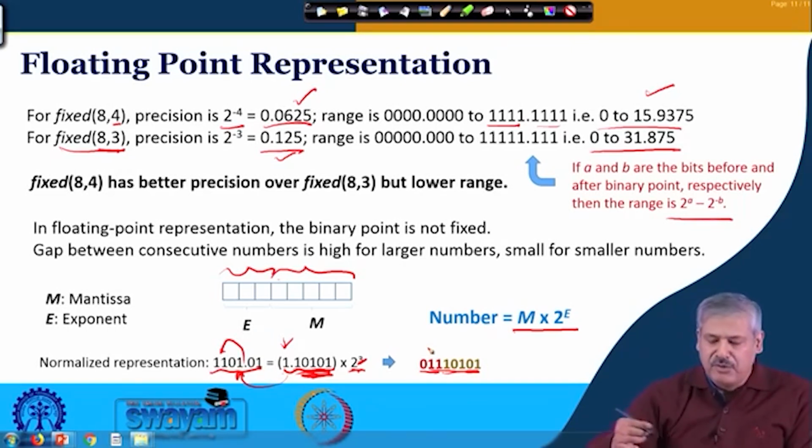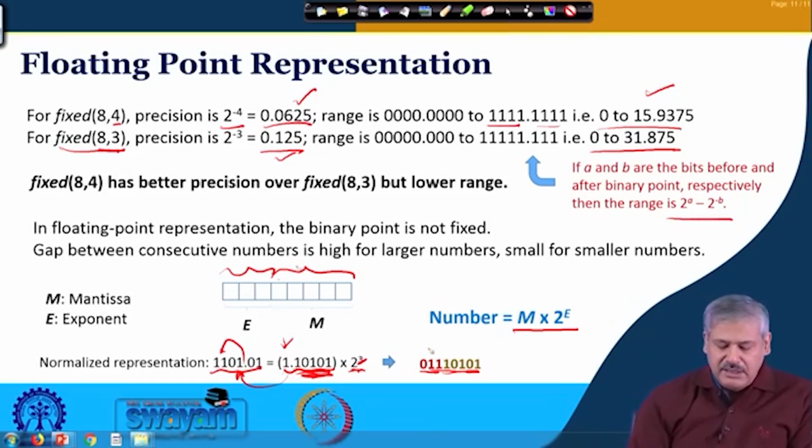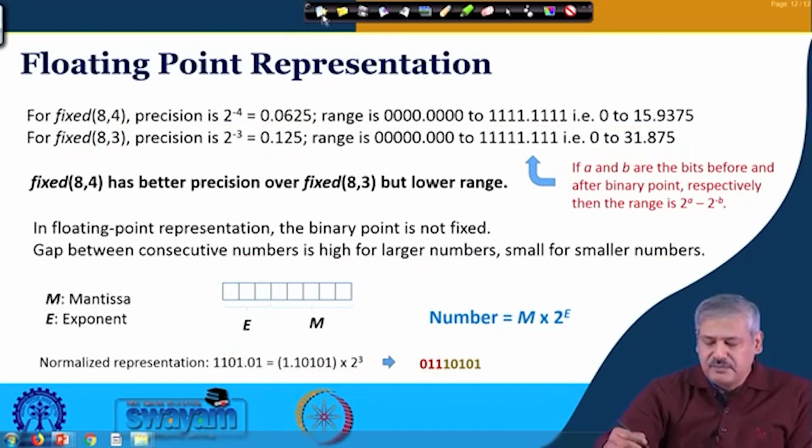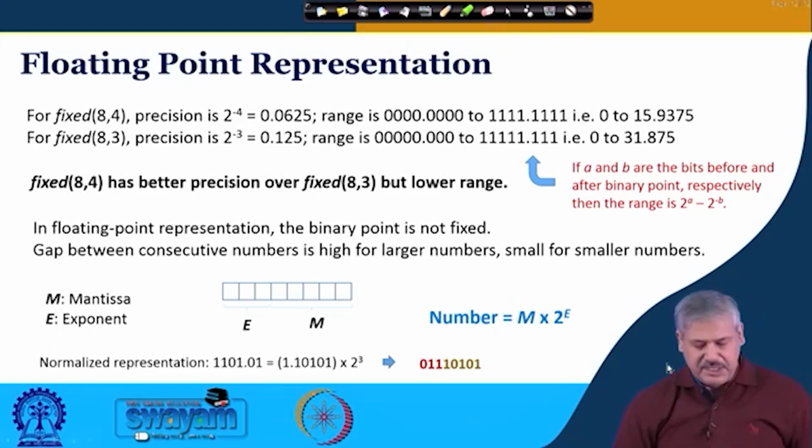So, that is the floating point representation. Here the gap between consecutive numbers is high for larger numbers and small for smaller numbers. So, precision is not fixed. We shall mostly deal with fixed point representation in our subsequent discussion later.